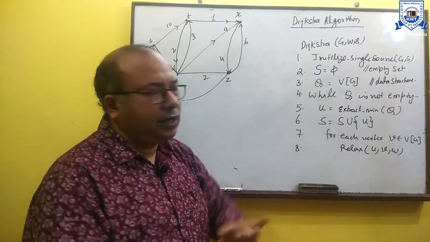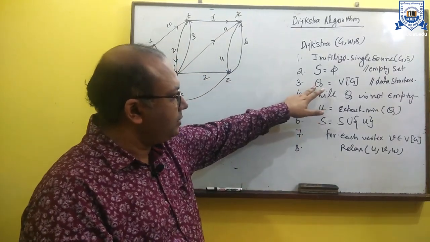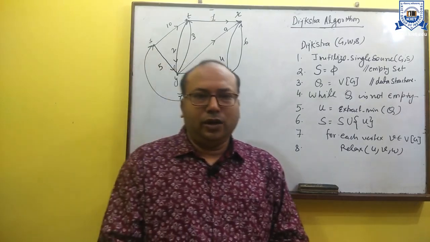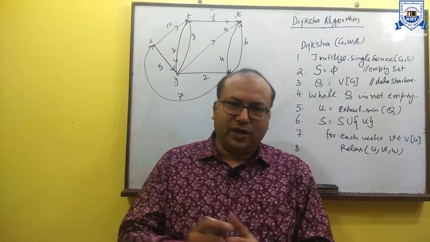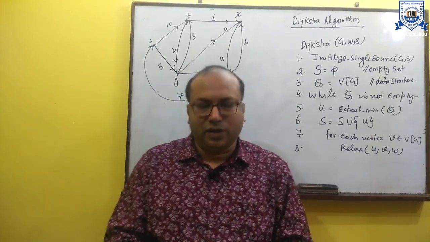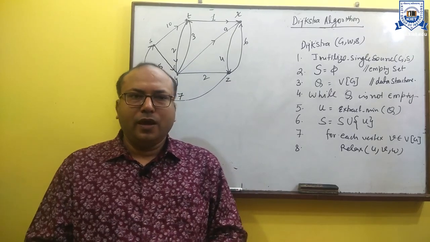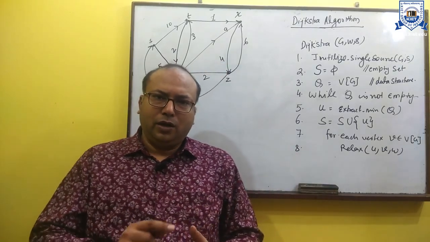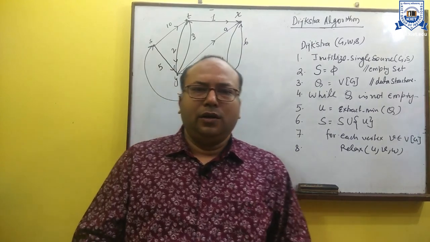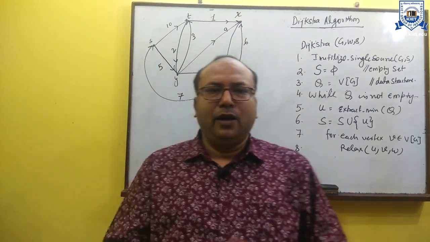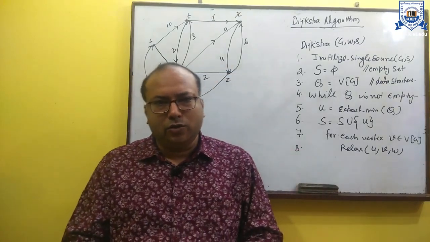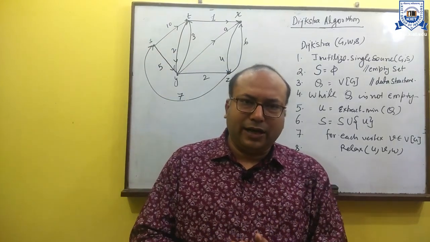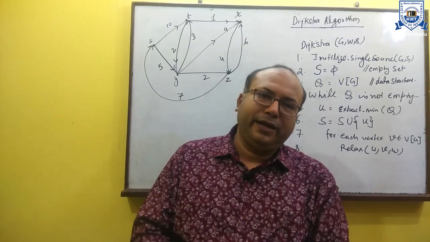In line number 3, we have another symbol, Q. This Q is not only a variable, it is a complete queue data structure. A normal queue is based upon first in, first out, but this Q is not. This is a priority queue, and you can implement it by any medium: through an array, or using a heap. The medium by which you implement this Q will decide the complexity of this entire algorithm, because the complexity of this algo depends upon how you implement this Q data structure.